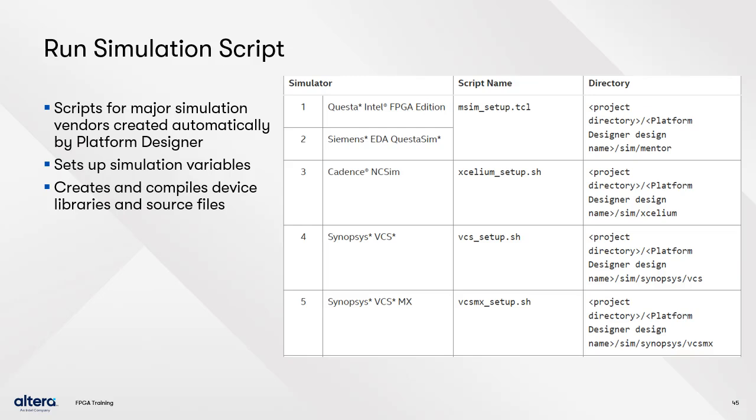When you use Platform Designer to generate for simulation, Platform Designer automatically generates scripts for major simulators. The scripts for each vendor will be located in the appropriate generated directory. The generated script will automatically set up the simulation environment, create and compile device libraries and source files, and run the simulation. You can, of course, modify the script to customize your simulation environment. The table shown has a list of supported simulators.